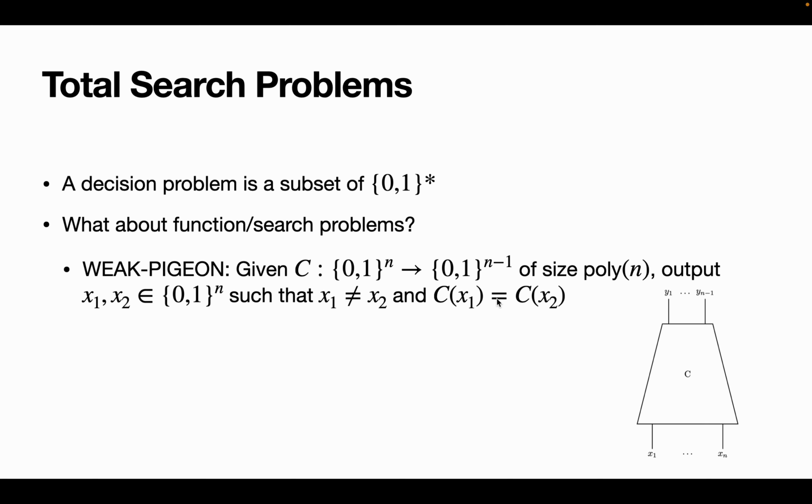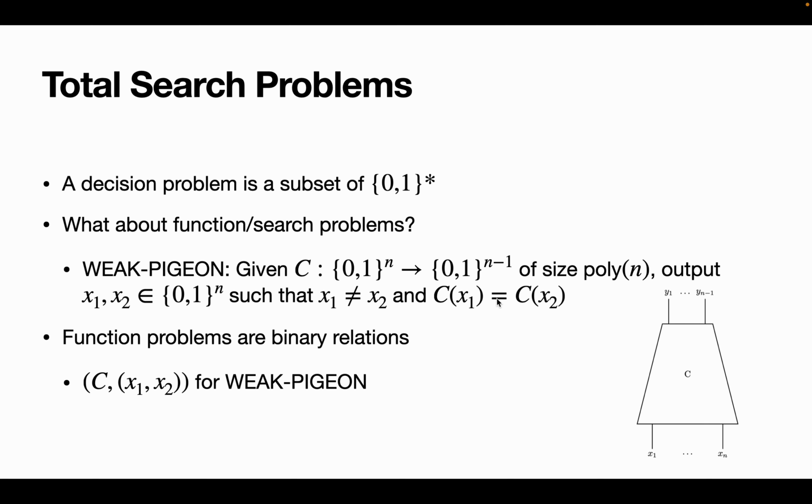This is not a decision problem in that I don't want you to output a yes-no answer. I actually want x1 and x2. So how do we formalize this? Well, we're going to think of function problems as binary relations, where the first part represents the input and the second part represents a valid answer. So for weak pigeon, the first part would be a circuit, and the second part would be x1, x2, which form a collision.